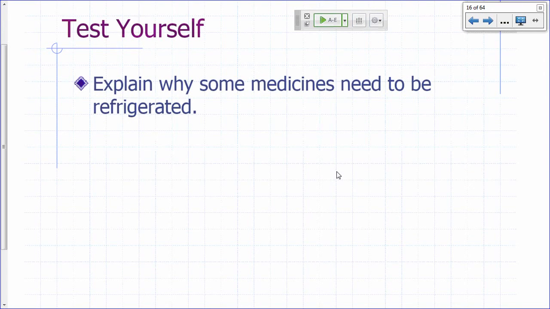How do you explain why you have to put medicine in a refrigerator? What are you trying to do there? You're trying to slow down the reaction. There are reactions going on that would lead to the expiration of your medicine. So there's a chemical reaction going on there.